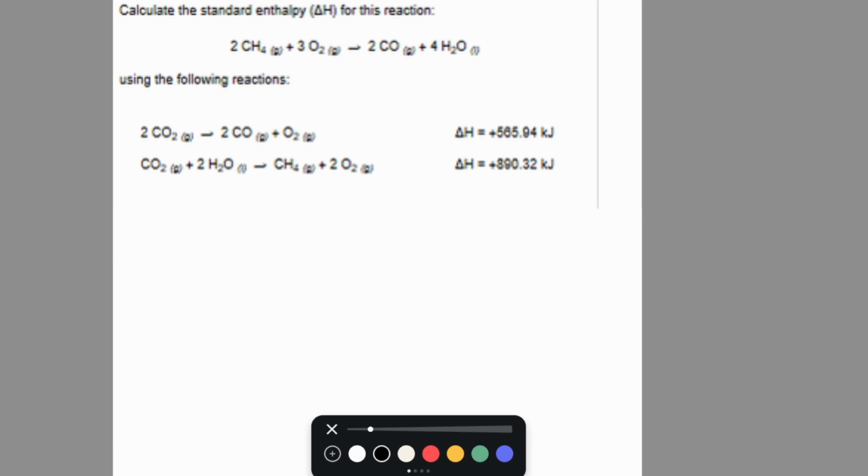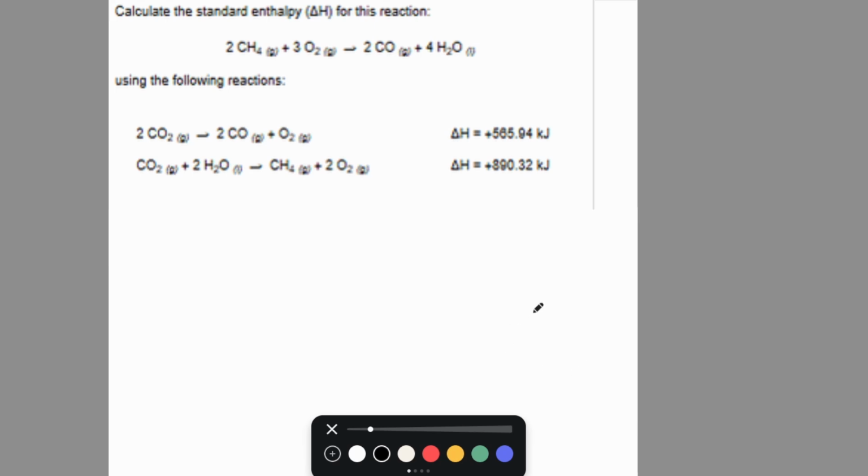Moving on to the next one, which is a little bit harder. I'm also going to introduce a new understanding of how stuff cancels out. So let's first focus on whatever element or molecule is exclusive to one equation. So that's CH4 over here. You could also start with water over here, but I like to start with CH4.